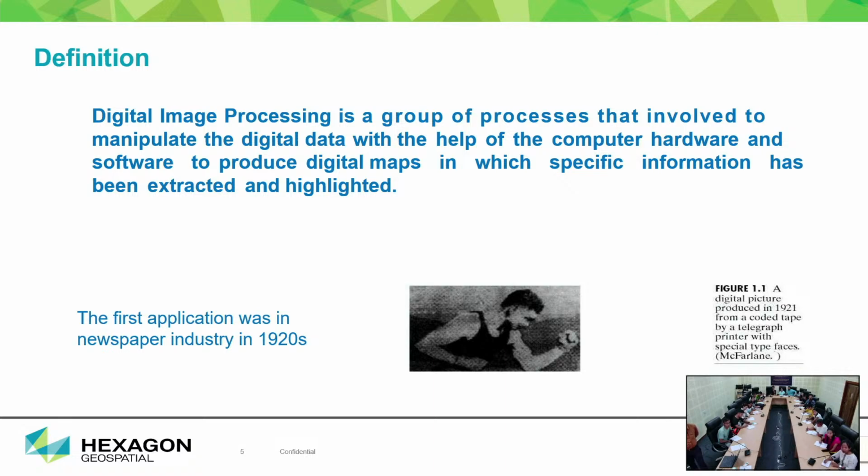So what is digital image processing? It is a group of processes that manipulate the digital data with the help of computer hardware and software to produce digital maps in which specific information has been extracted and highlighted. I already told you that if you have remote sensing data and want to develop some product, then for interpretation purposes we have to improve the data quality, so we go for digital image processing.